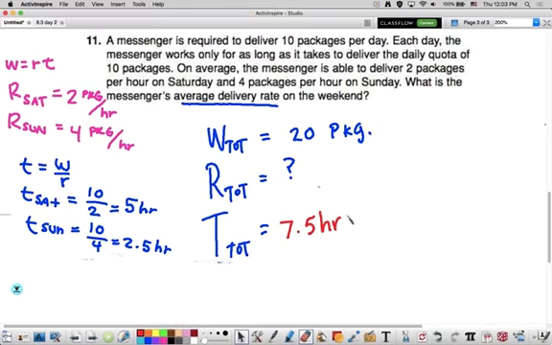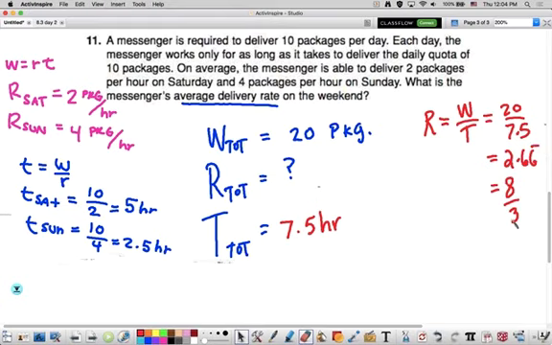And now this will just be a nice easy division problem, because rate is equal to work divided by time. Work is 20. Time is 7.5. And if you do that, it is 8/3, 2.66 repeating. Yep. All right, 2.66 repeating or 8/3. Okay. So, what questions do you have about this one?